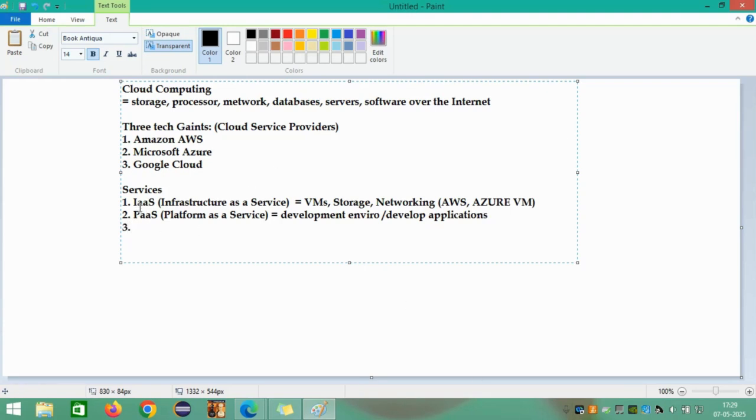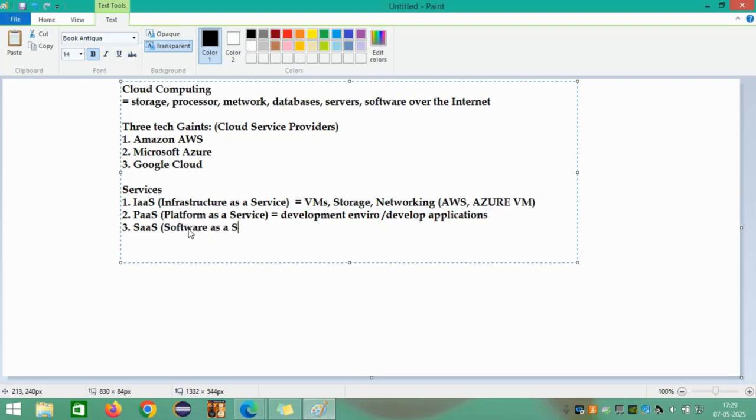Your infrastructure as a service basically has only your VM, storage, and networking features enabled. You have to worry about your development environment. But here in your platform as a service, you don't have to worry about your VM, storage, networking, as well as your development environment. All you have to do is be ready with your coding skills and start with the development. We have one more service which is totally effortless from the user's end.